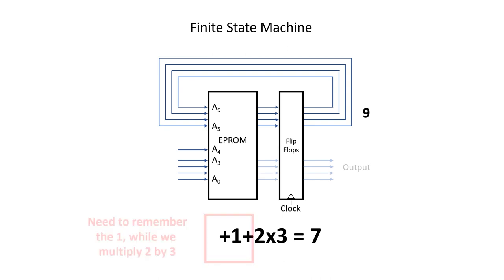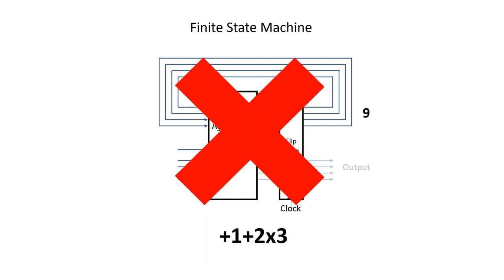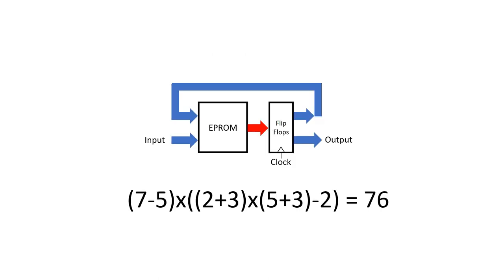What we need is a way to remember the plus 1 up front, then multiply 2 by 3 to get 6, and then apply the remembered plus 1 to give us 7. Hopefully from this simple example you can see why a finite state automata by itself isn't a general purpose computer. The problem only gets worse as the equation gets longer.